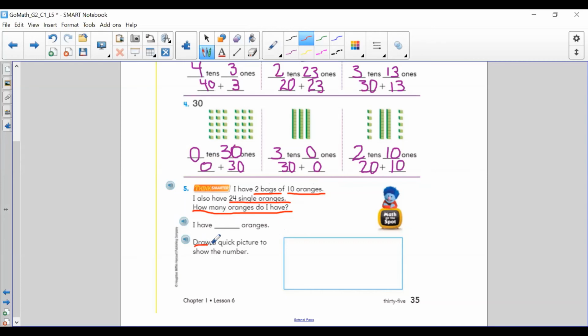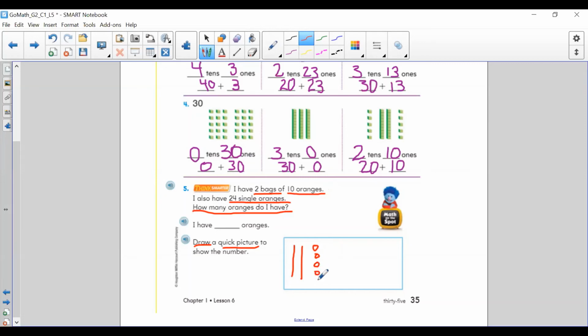Well, it does say to draw. That is our verb. And this is what we are going to draw, a quick picture. Remember, we've been practicing drawing quick pictures to show the number. So let's draw 2 bags of 10 oranges. Now, should we draw 2 bags like we did with the marbles and put 10 oranges in each one? That might be a lot of oranges. Since there's 10 in a bag, maybe we can just show 2 tens. And now there's 24 single oranges. So this may take us a little while having to draw. We're going to have to draw 24.